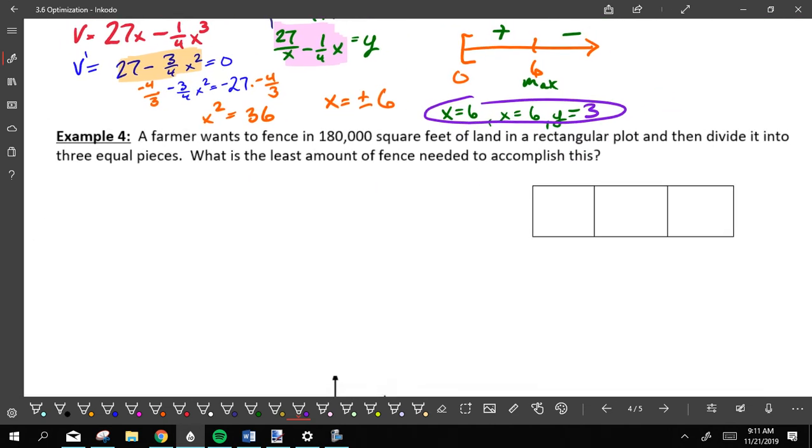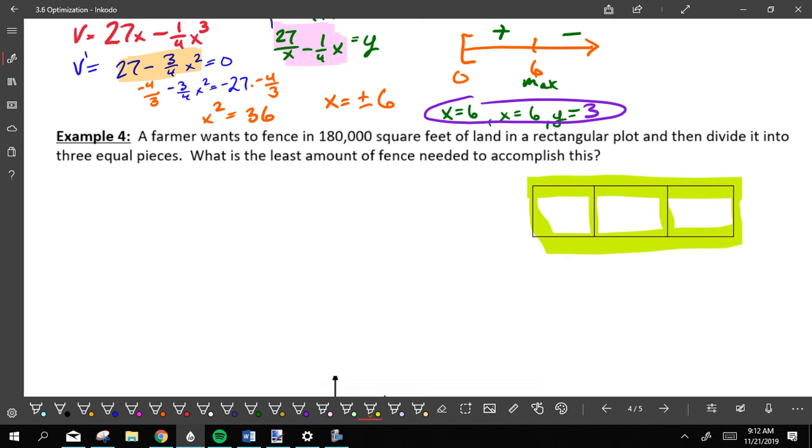A farmer wants to fence in 180,000 square feet of land in a rectangular plot and then divide it into 3 equal pieces. What is the least amount of fence needed to accomplish this? So understand what you're doing. You have 180,000 square feet. You're trying to split it up eventually into 3 parts. And so when you need fencing, you need to have a fence at all of these spots. That's where your fencing needs to be.